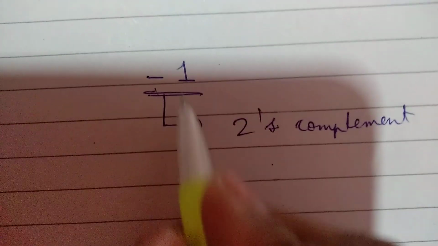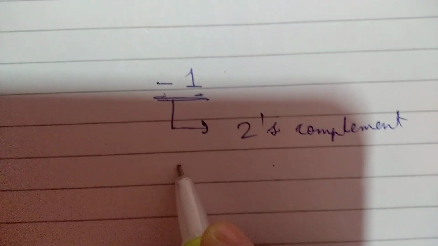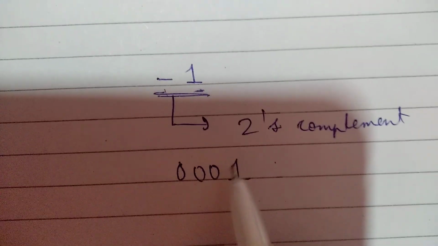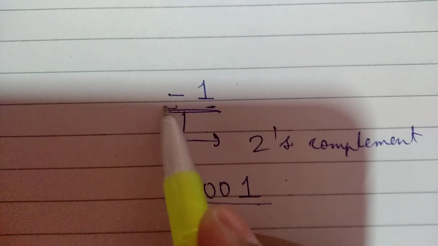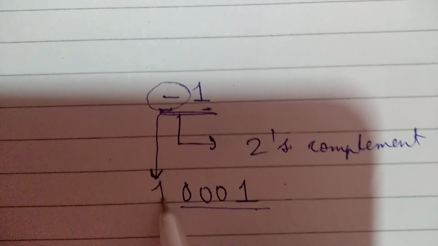we have to write the decimal of the 1. Suppose I am taking here a 4-bit example, so I'll write like this. This is the decimal of 1. Here we have minus, so we have to write the sign bit as 1.